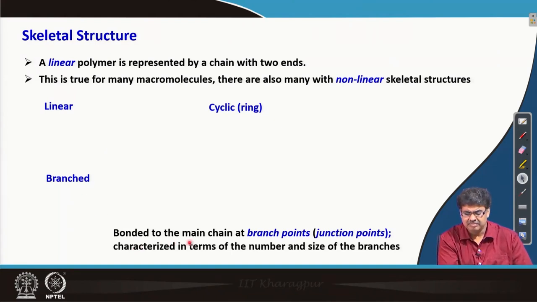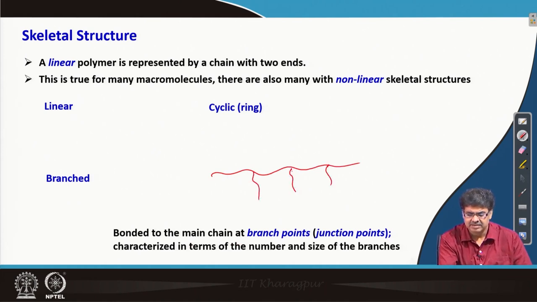These branches are bonded to the main chain at the branch points. So, when we have a structure like this, these are the branch points, or junction points, and these branched polymers are characterized in terms of the number of branches or the size of the branches, whether it is a short branch or a long branch and so on.